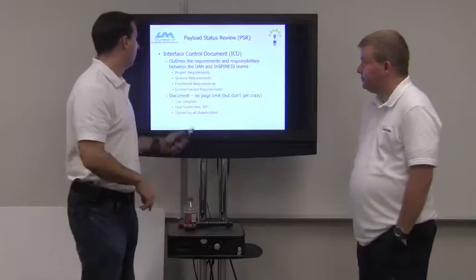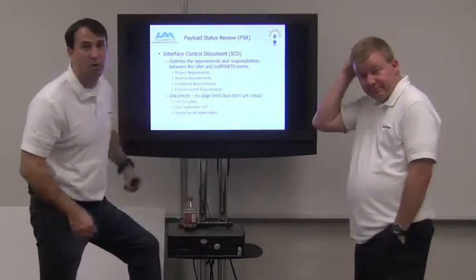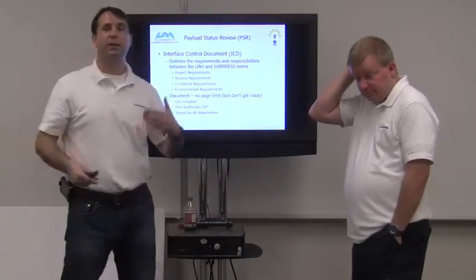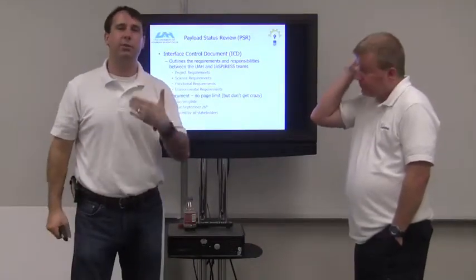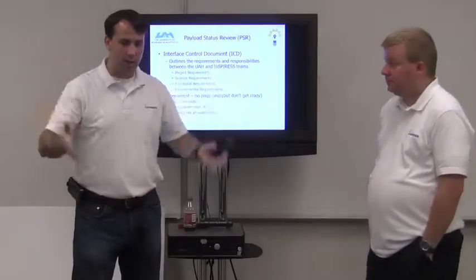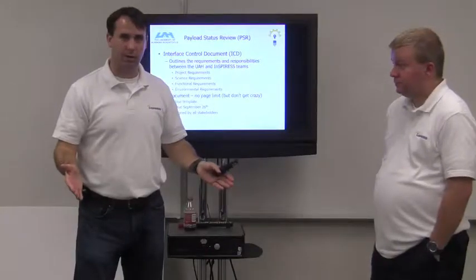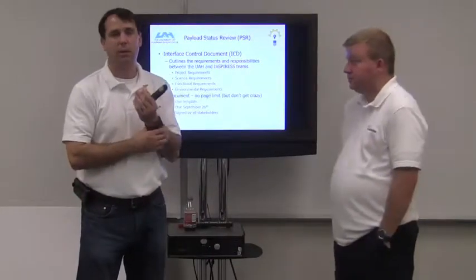But write about the project requirements, the science requirements, the functional and the environmental requirements. Basically, the point of this document is for you to say, we understand our requirements, and for UAH to go, yes, we agree you understand, or no, you're not so much understanding right now. And so that's the point of this document.